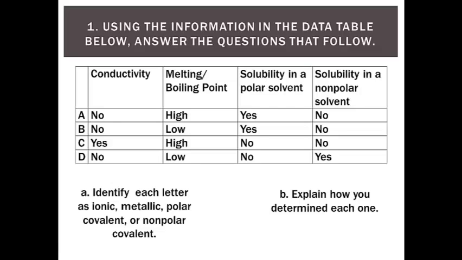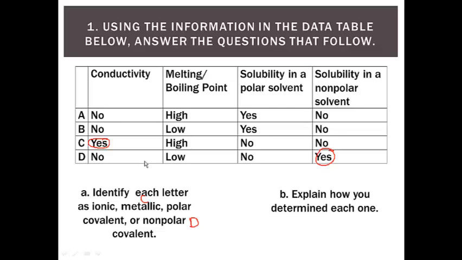So let's start with the easy one. We know that metals conduct electricity. So the only one that conducts here we see is going to be C. So that's all I need to know to determine if something is metallic. The other one over here, the only thing that has an answer as yes is going to be the nonpolar, like dissolves like. So nonpolar will only dissolve in nonpolar. So the only one that has that is D. So that leaves me with A and B and polar covalent and ionic.